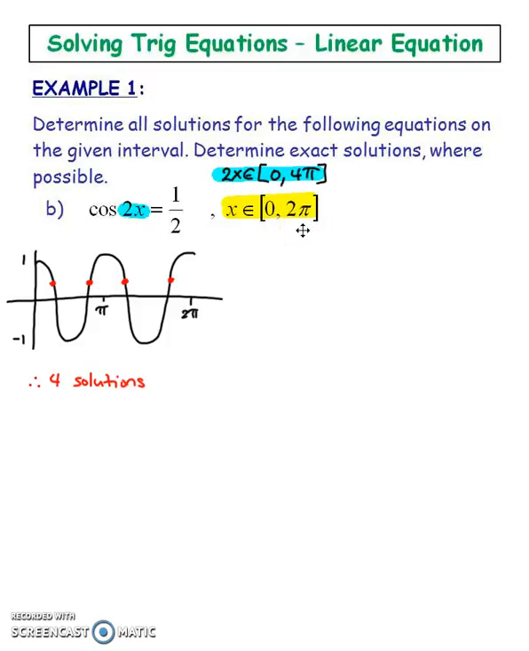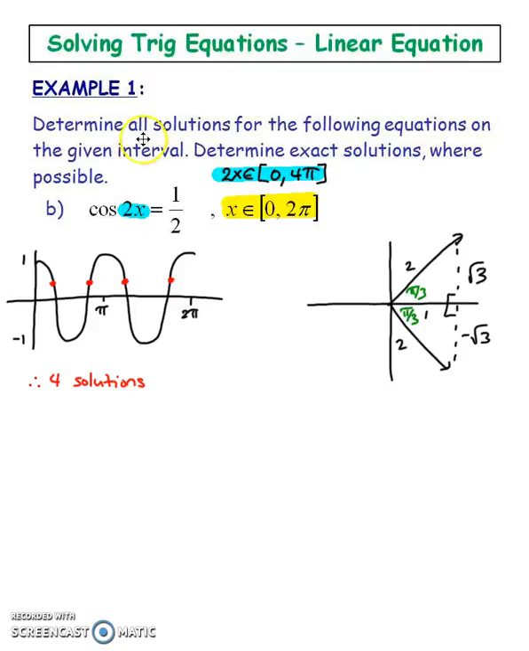Now there's something additional. Here's the tricky part. Because this has doubled the x, we're just going to take this domain and double it. So double the 0, double the 2 pi, so we get 4 pi. It's going to make a little more sense once I start to draw the triangles. So where is cos positive 1/2?